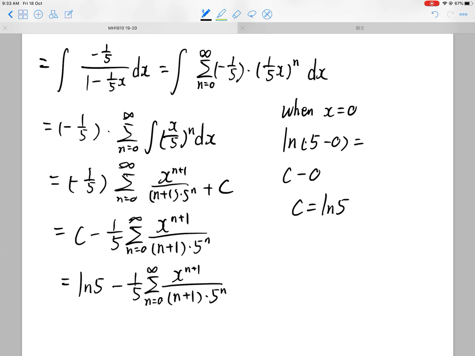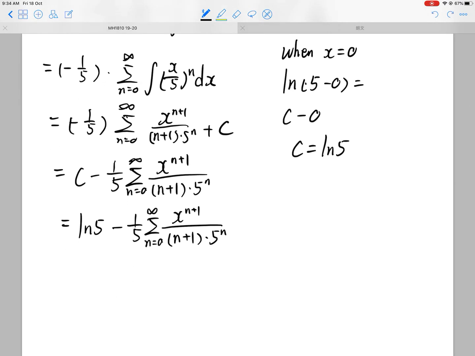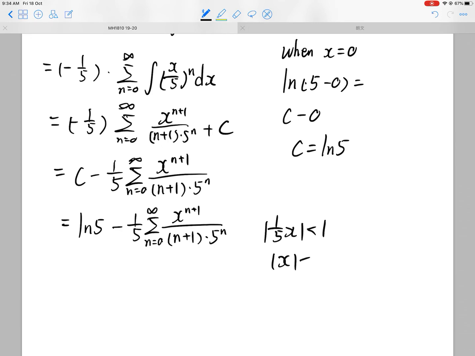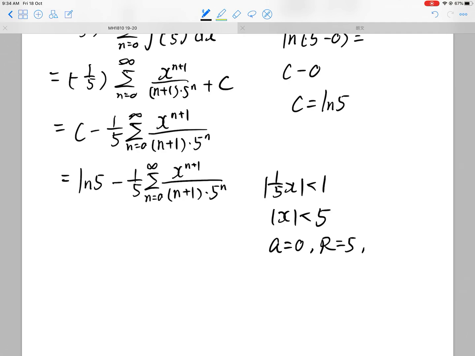Okay, don't forget, from here to here, this is valid if the absolute value of r is smaller than 1, right? So your absolute value of r should be smaller than 1, which means the absolute value of x should be smaller than 5, which means your center is 0 and your radius is 5. Right, so this is your answer.